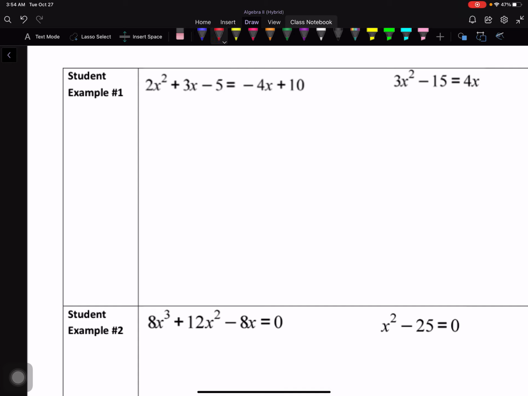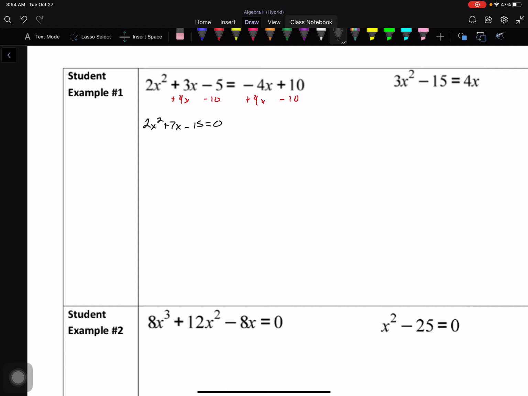So student example 1, we'll just look at the left side. So the first thing you want to do is make sure your equation equals 0. Right now, obviously, it doesn't. So we need to move negative 4x and 10 to the other side. We can do that all in one step here. So we'll add 4x and subtract 10 all in one step here. So then we end up with 2x² + 7x - 15 = 0. So it equals 0. We're good to go.